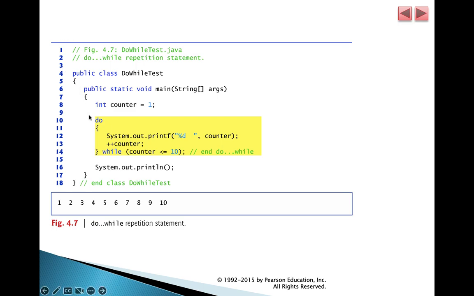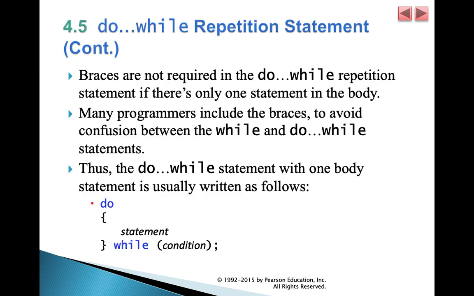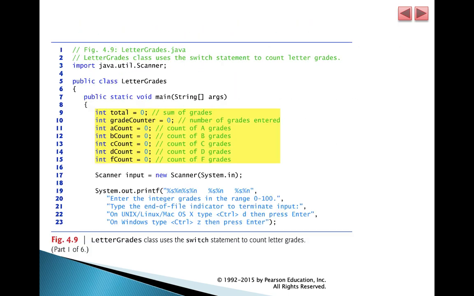We also have do while. Do while is a post-test loop. For and while are pre-test loops, so we check the condition before the loop. Here we check the condition after the loop, exactly the same as in C++. So that's why I'm going fast with it.